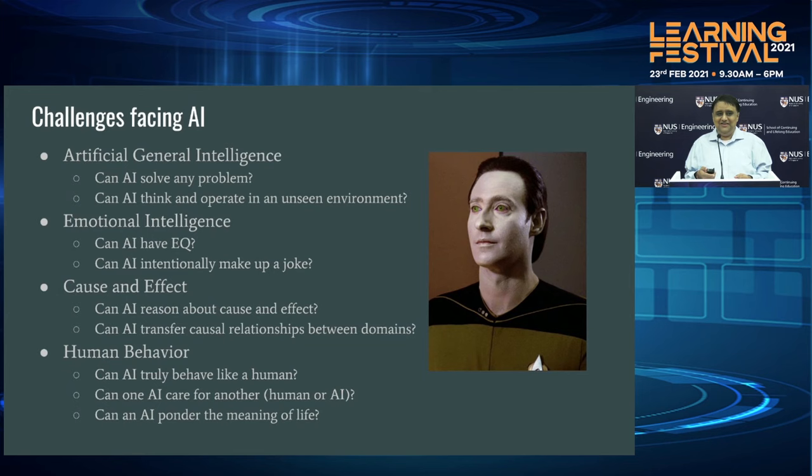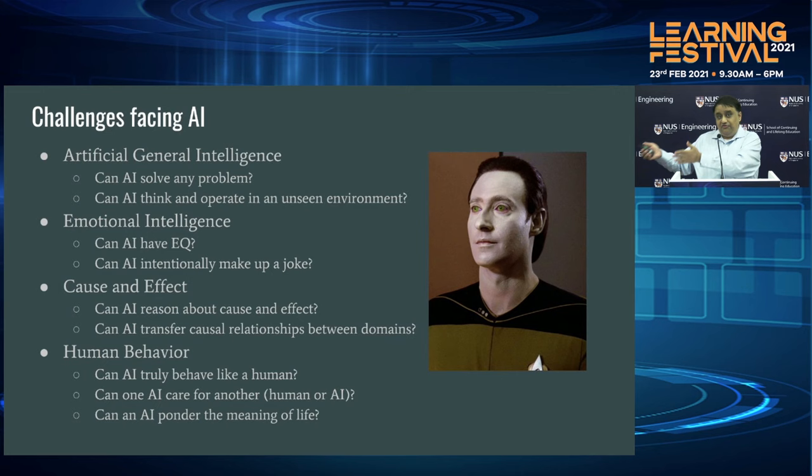Cause and effect. I think the other big gap for general intelligence is cause and effect. Can an AI reason about cause and effect? You do this, this happens. So let's say in one scenario, you do A, B happens. You go to a different scenario, and instead of doing A, you do A prime.